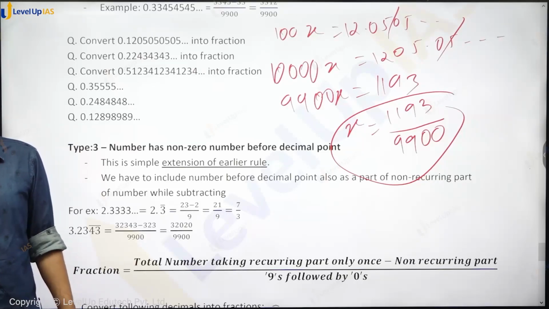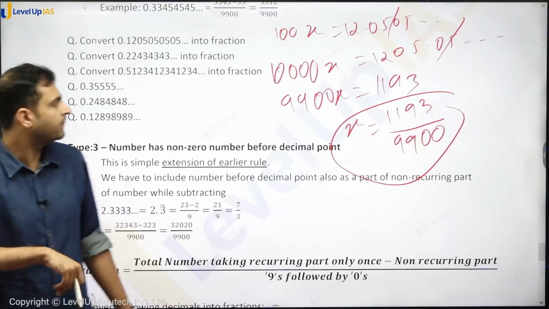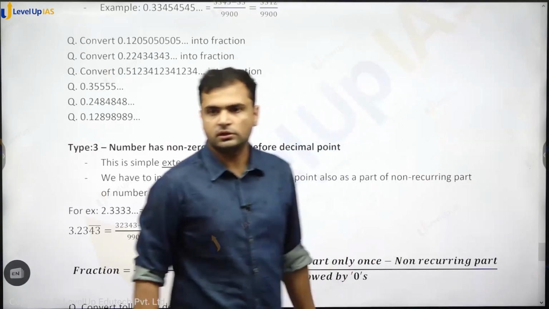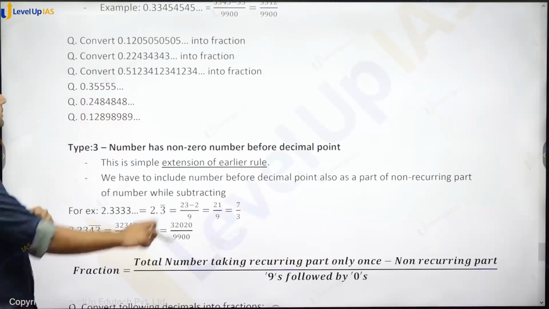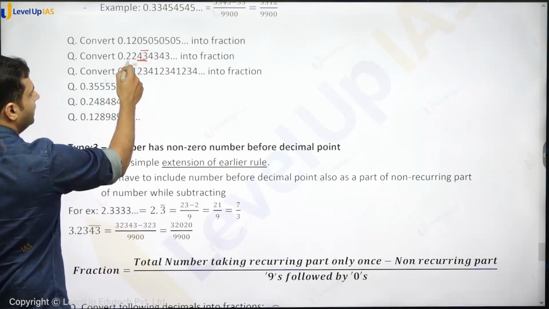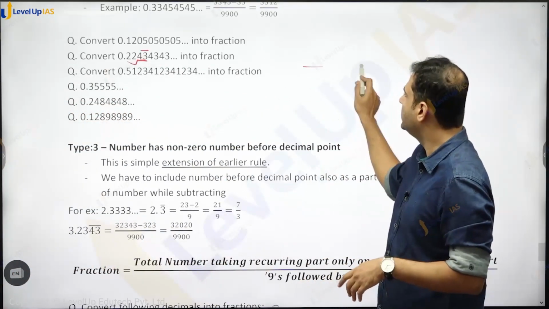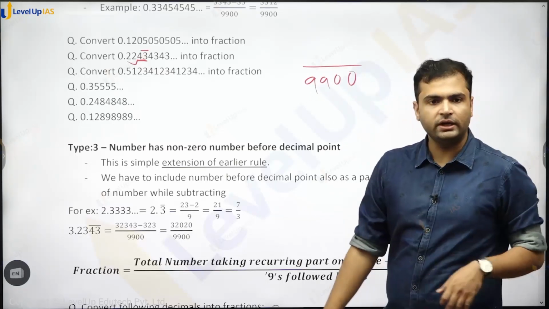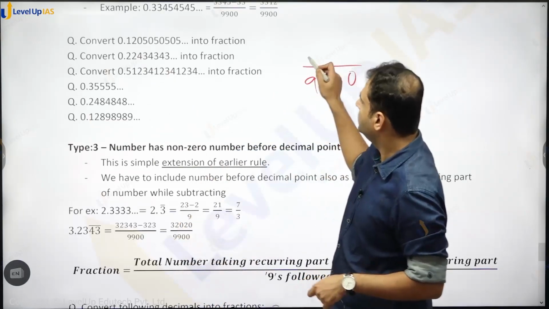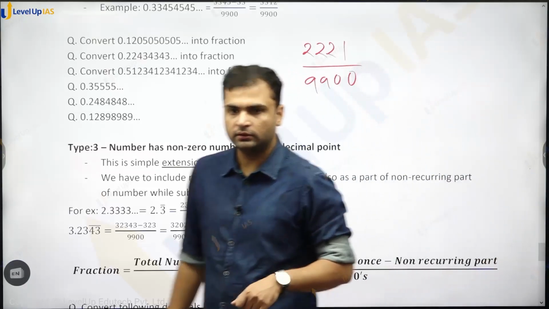अमृता, तुम्हारा फर्स्ट अलग आ रहा है क्या? समझ गया ना कैसे करना है? सेकंड का बताओ आंसर बस। We have 2 digits repeating, वर्किंग रूल से ट्राई करते हैं, and 2 digits repeating and there are 2 digits between decimal point and repeated part, so in the denominator you will have 9900 definitely, and in the numerator we will have 2243 minus 22, so we will have 2221. यही आ रहा है ना?